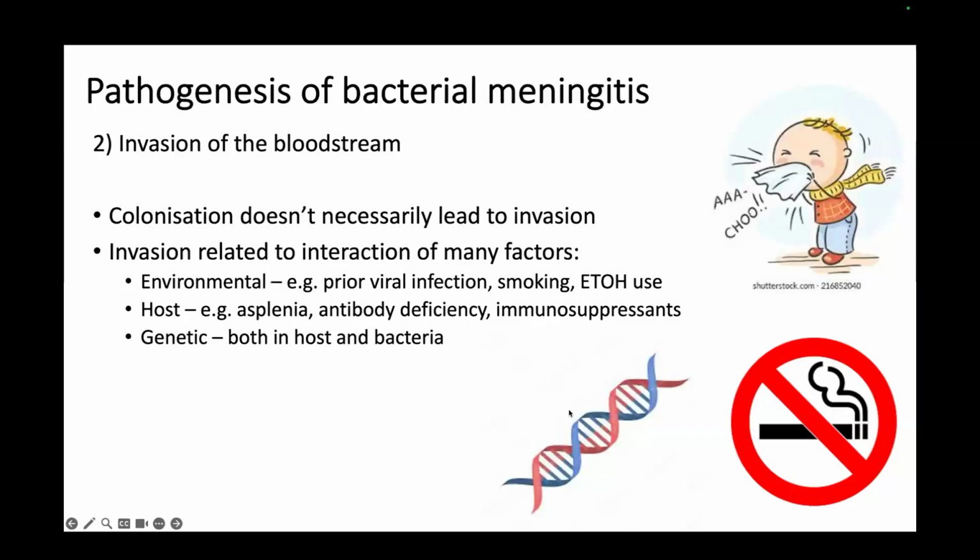And then is it an issue with the host? People who don't have a spleen, or who have antibody deficiency or are on immunosuppressants, are more likely to have invasive disease because their defenses are lower. And then genetic factors. Is it someone who's got a genetic condition that means they're less able to fight infections, or is this a particularly virulent or invasive strain of bacteria? So genetics in both the host and the bacteria could mean the difference between invading and not invading.